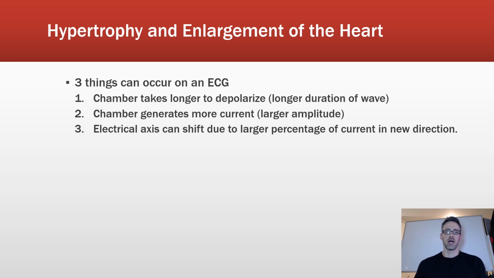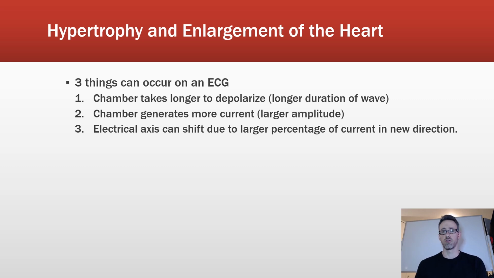One of the things you might find on an ECG is that the chamber takes longer to depolarize. In other words, the ventricles take longer to depolarize, or the atria take longer to depolarize. That would show up on an ECG as a longer duration of the wave.